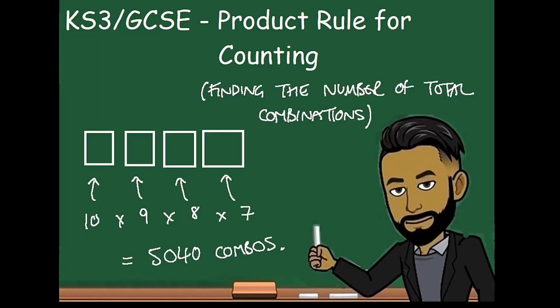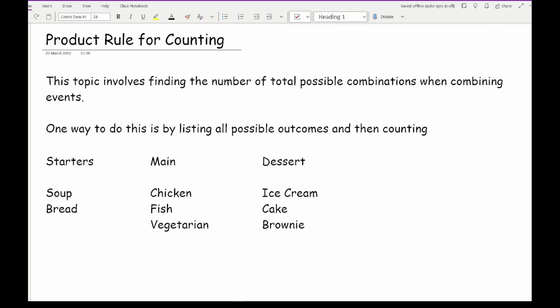So welcome everybody to this latest video on 162 Maths, and in this video we'll be going over the product rule for counting, which is also known as finding the number of total combinations, and is very similar and linked to listing outcomes and probabilities. Now this topic involves finding the total number of possible combinations when combining events.